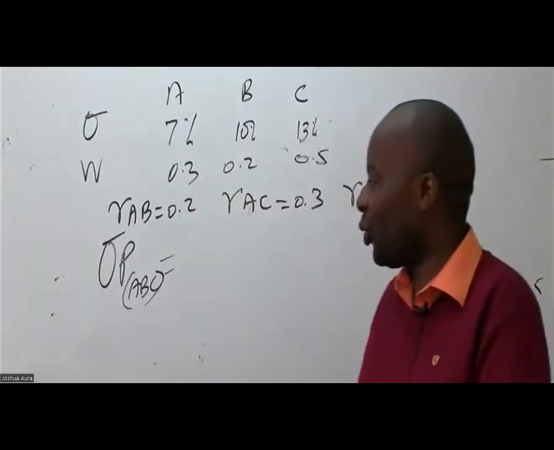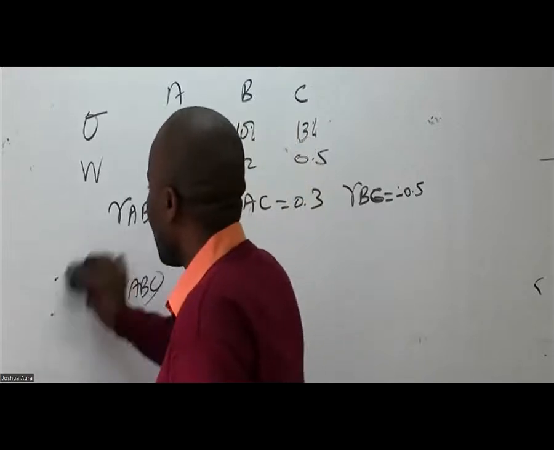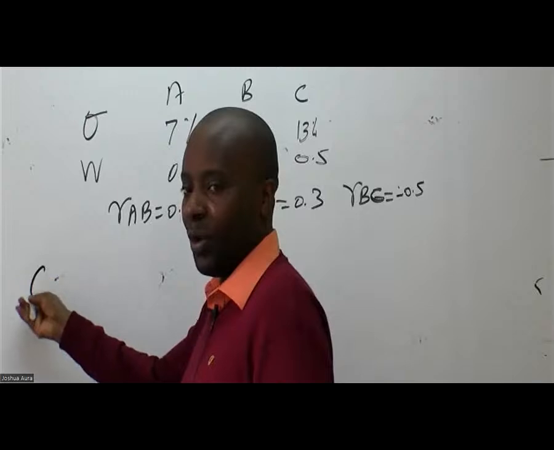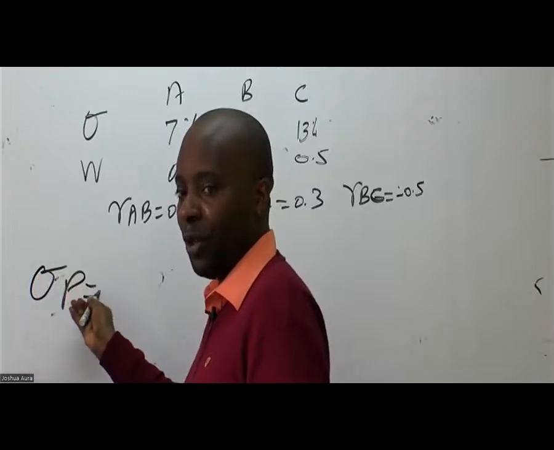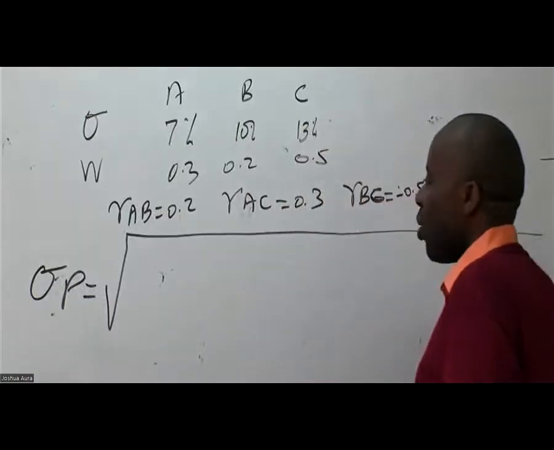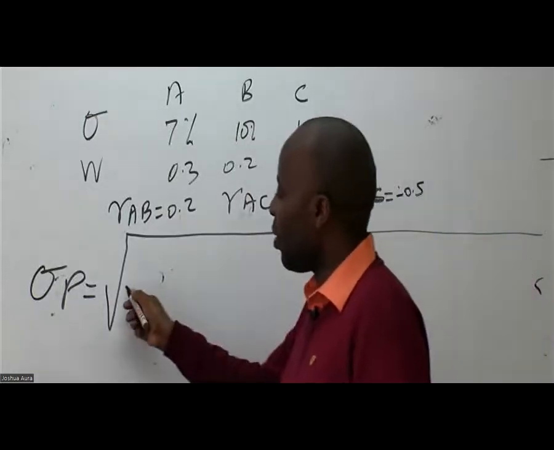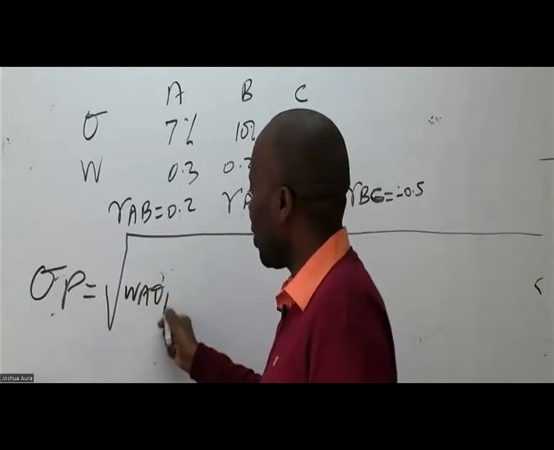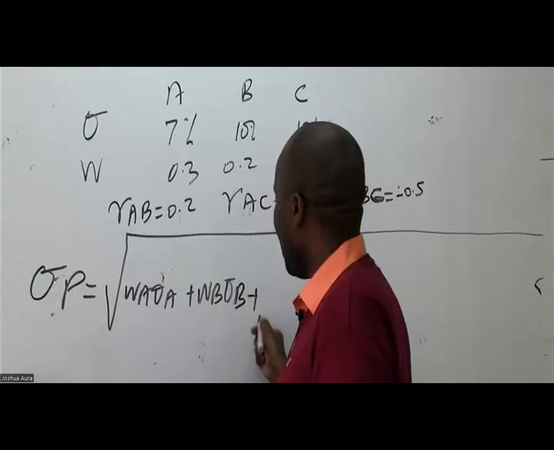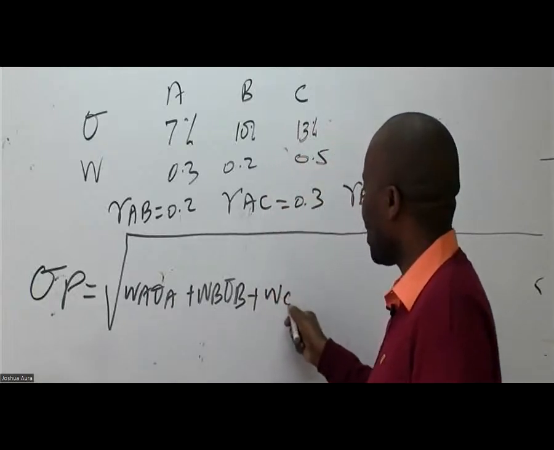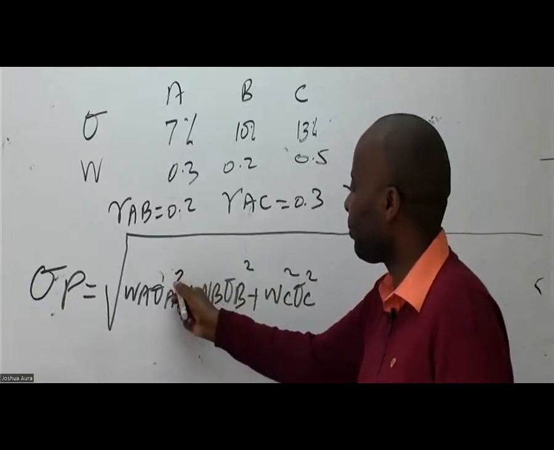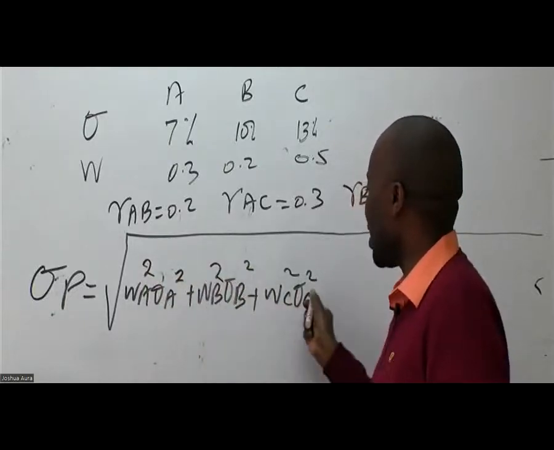Why? Because for 3 securities, this is how my formula will look. The standard deviation of the portfolio will be the square root of weight of A, standard deviation of A, weight of B, standard deviation of B, plus weight of C, standard deviation of C. These must always be squared.